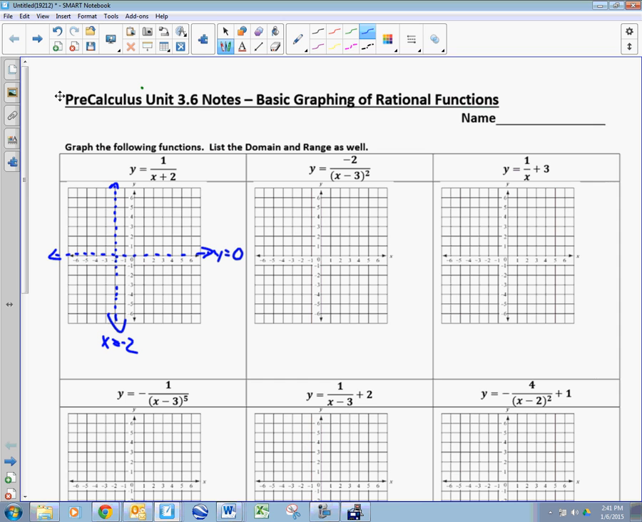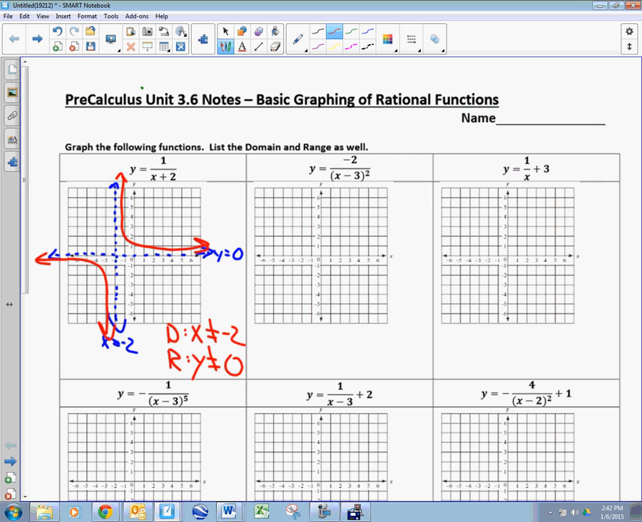This is x to the first power, so you will have graphs in those quadrants. My domain will be what? No. There's a number you can't plug in. X cannot be equal to -2. The range. Y cannot be 0.